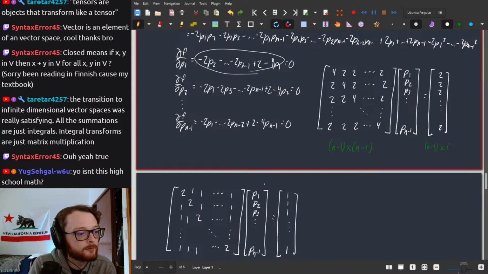Is that? No, it's not high school math. I'm happy to talk about high school math, but right now I'm just working on my grad school homework until someone asks me a question.